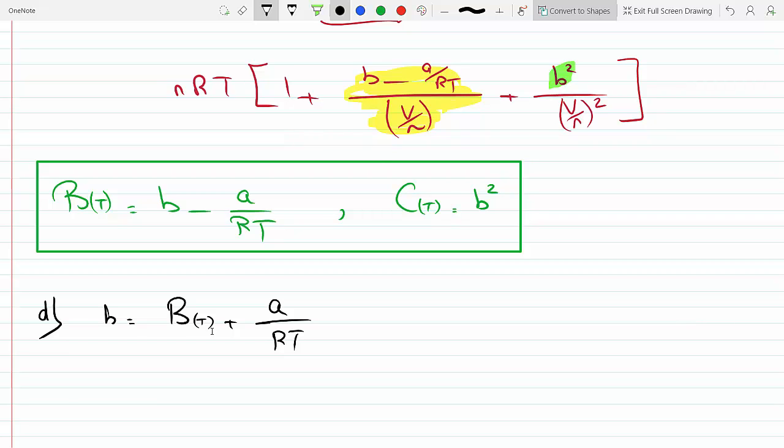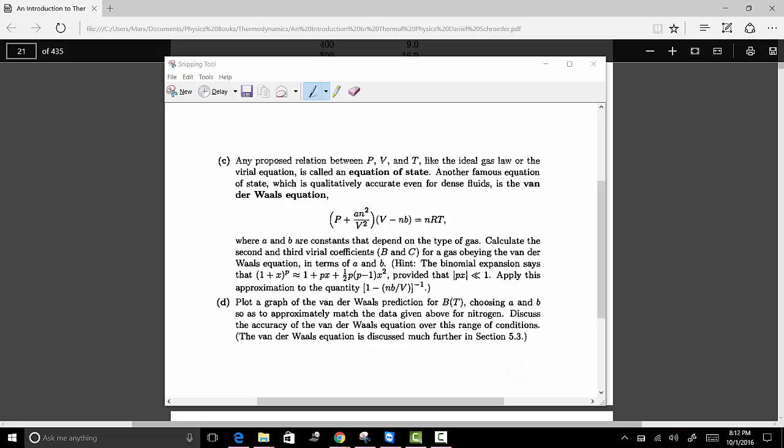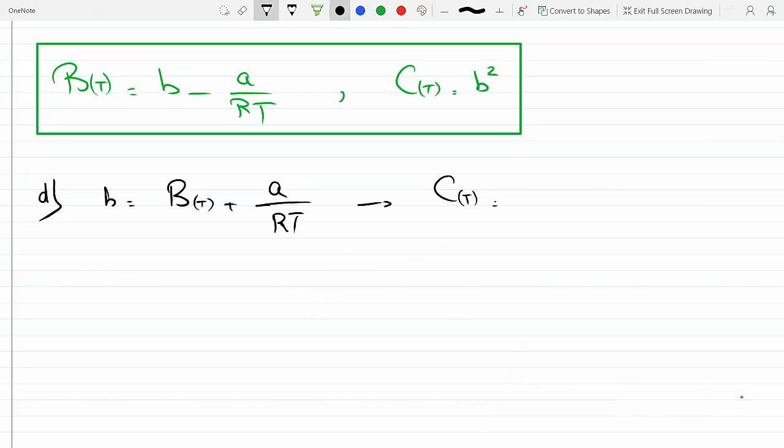And so now I could take this and I plug it into the second guy, C of T. So C of T would just be the square of this, right? So this would be B of T plus A. Okay, so we have various data and we have two unknowns, A and b. Well, we know B at more than one temperature, so we could solve for A and b using two equations, right? That's probably the easiest way to do it. So you could use B of 100, for example, and you could use B of 300.